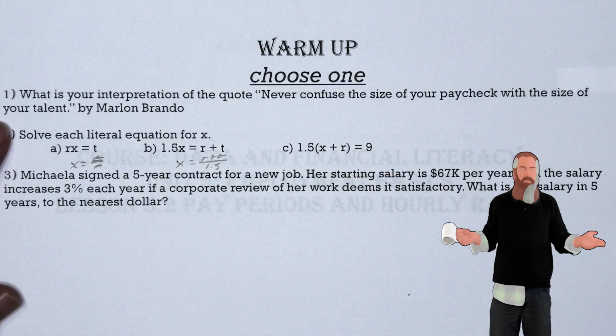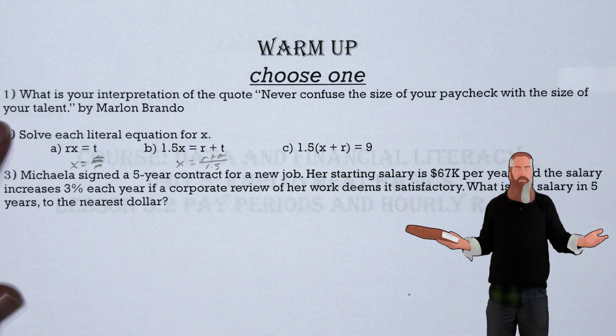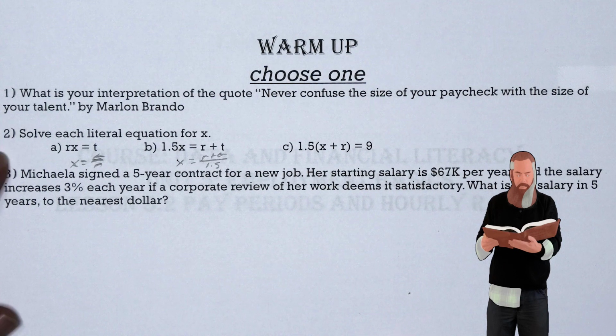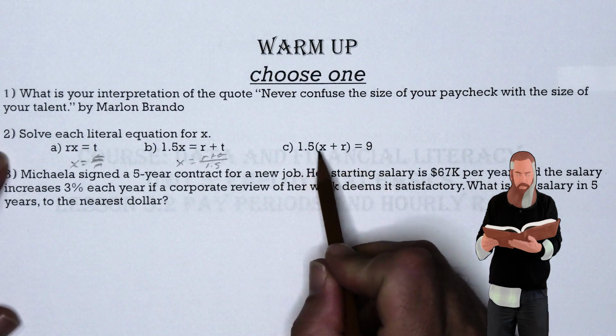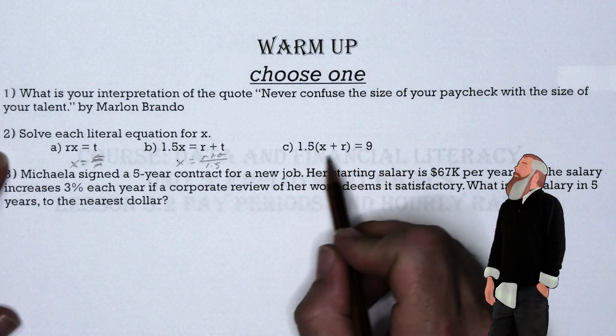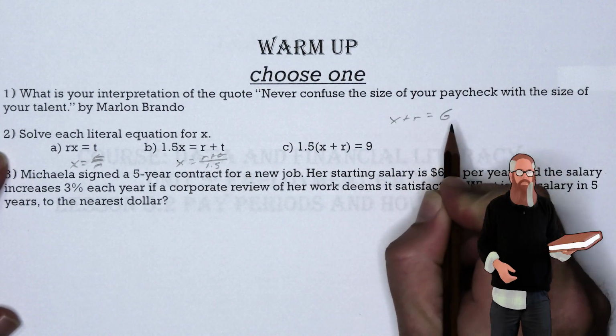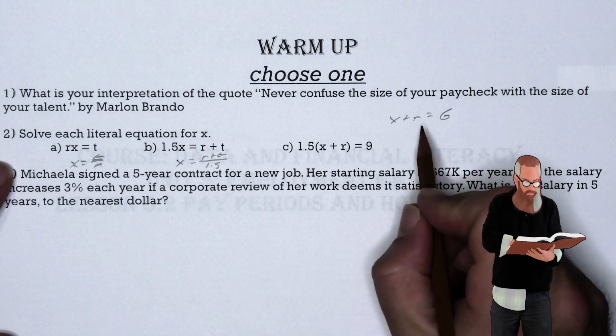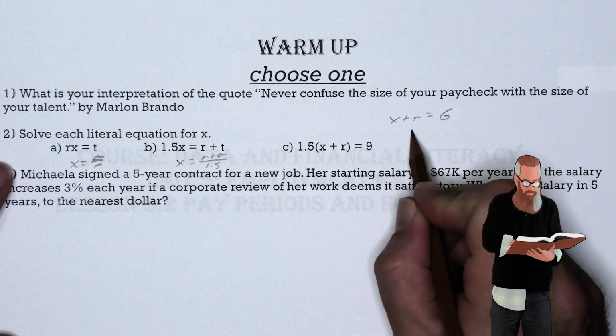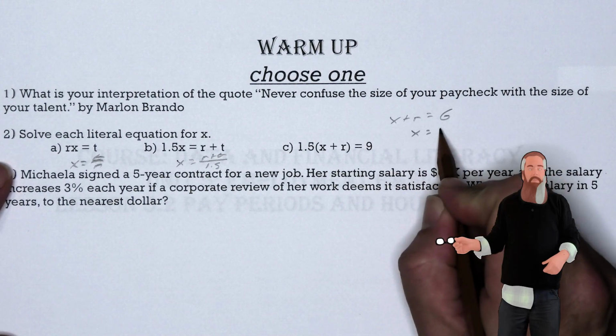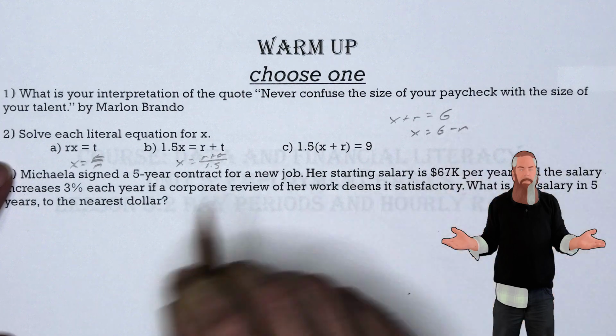Then we have 1.5 times the sum of x and r is equal to 9. The first thing we can do is divide both sides by 1.5, freeing up those parentheses. That's going to give us x plus r is equal to 6. Then we can move the r to the other side by subtraction, giving us x is 6 minus r.